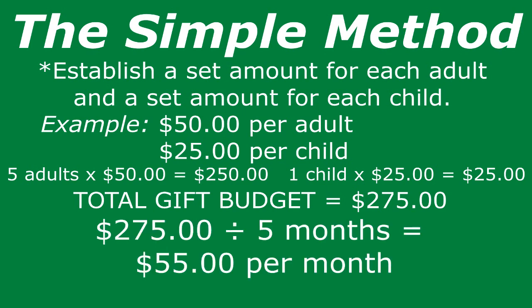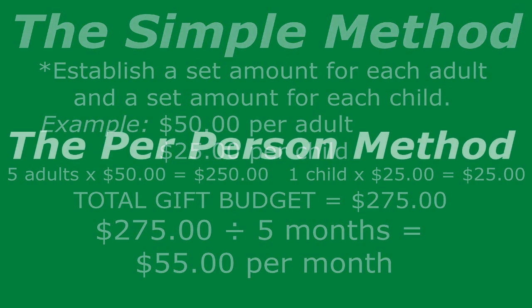Now, I have 5 months to save, so I'm going to divide 275 by 5, and that gives me $55. That's the amount I need to save every month in order to have enough money by Christmas. Pretty simple, right? Okay.